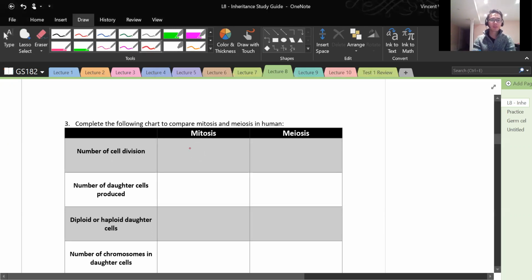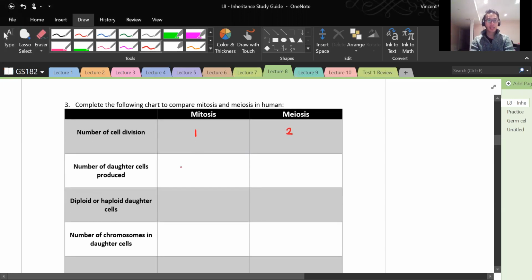Okay, let's compare mitosis and meiosis. For mitosis, the number of divisions is 1. For meiosis, 2 divisions: meiosis 1 followed by meiosis 2. Number of daughter cells produced: for mitosis, it is 2 cells. For meiosis, for male it will be 4 sperm from 1 germ cell. For female, it is going to be 3 polar bodies, which will break down, and 1 egg.